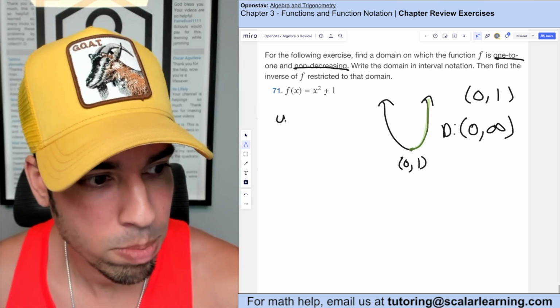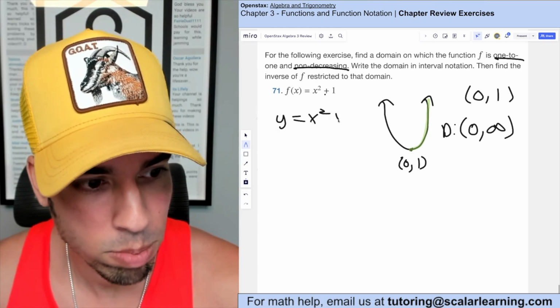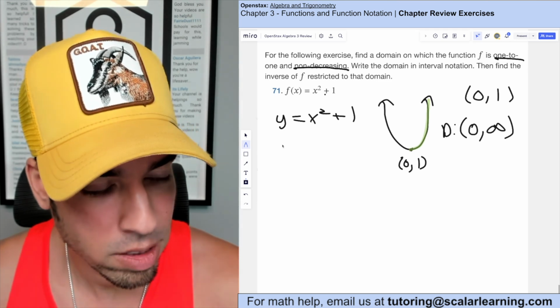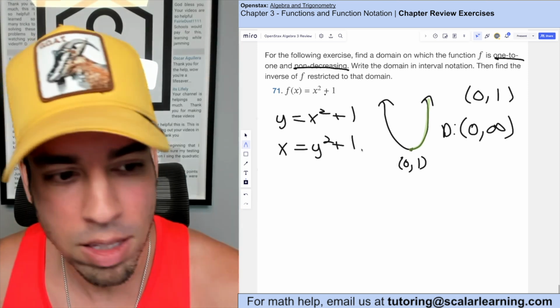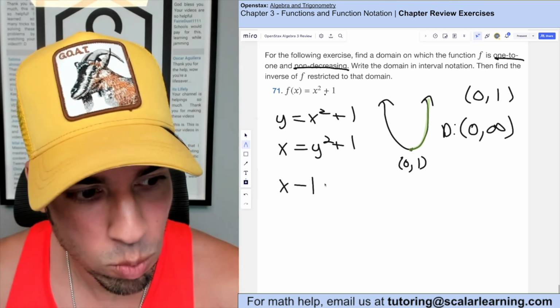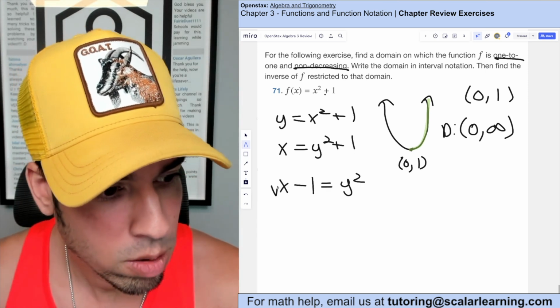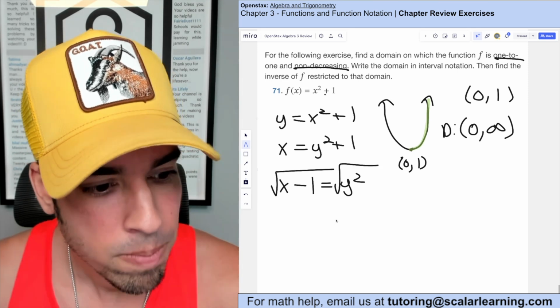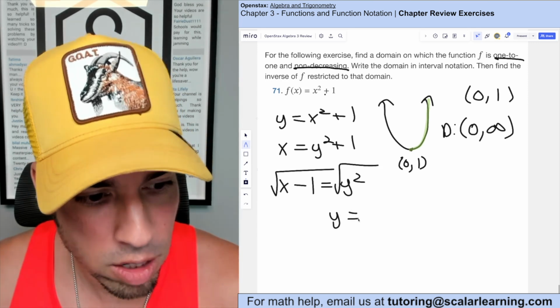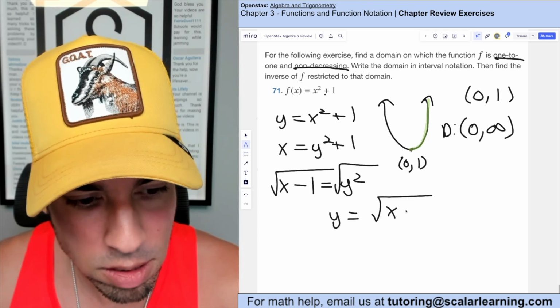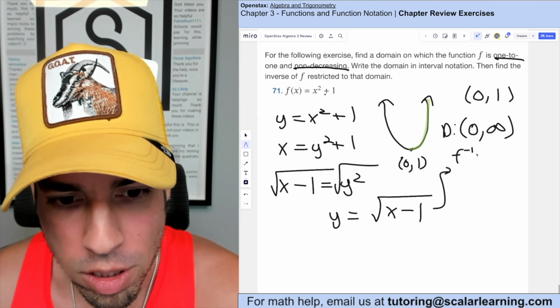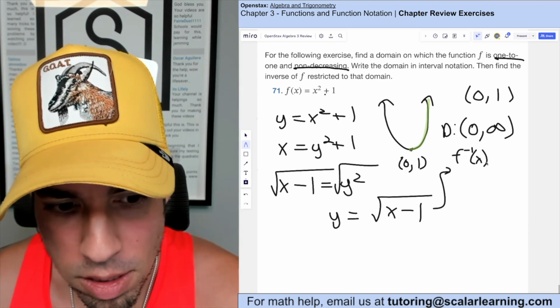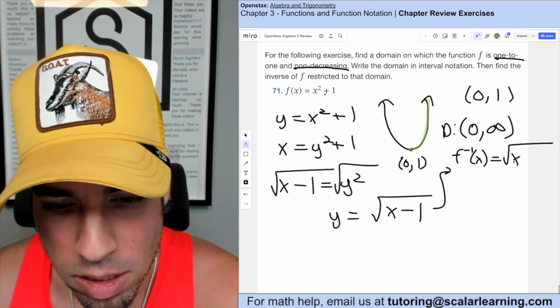So again, we're going to start by saying y equals x squared plus 1. Then we're going to swap the x and the y. We're going to say x equals y squared plus 1. Then we're going to isolate y. So first we're going to subtract by 1, that equals y squared. Then we're going to take the square root, and we're going to get y equals the square root of x minus 1. Last but not least, we put in that nice function notation. f inverse of x is equal to radical x minus 1.